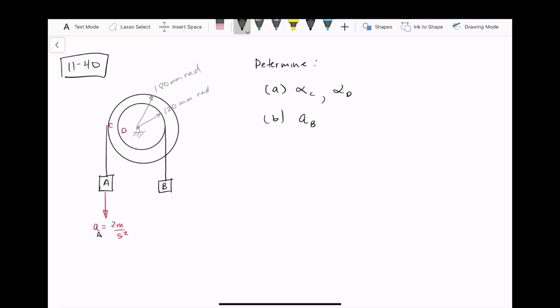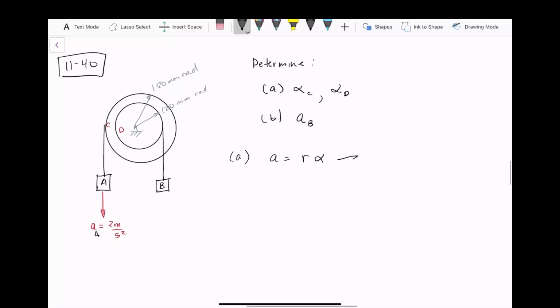Okay, so for the first part, we want to find the angular accelerations. Again, this is a conversion problem, so if we're trying to convert between accelerations, that equation is A is equal to R alpha. We're always multiplying the angular velocity, angular displacement, or angular acceleration times the radius to get the linear term. But for this one, we want to actually find the angular value. So that means we need to rearrange this equation then. And we want to solve for alpha. So alpha is equal to A over R.